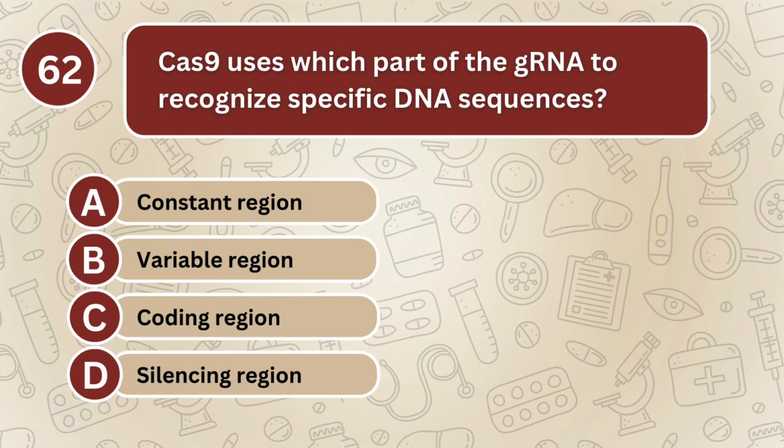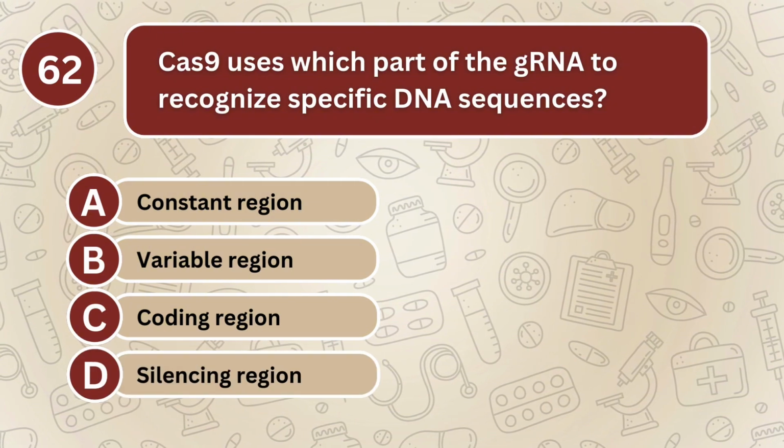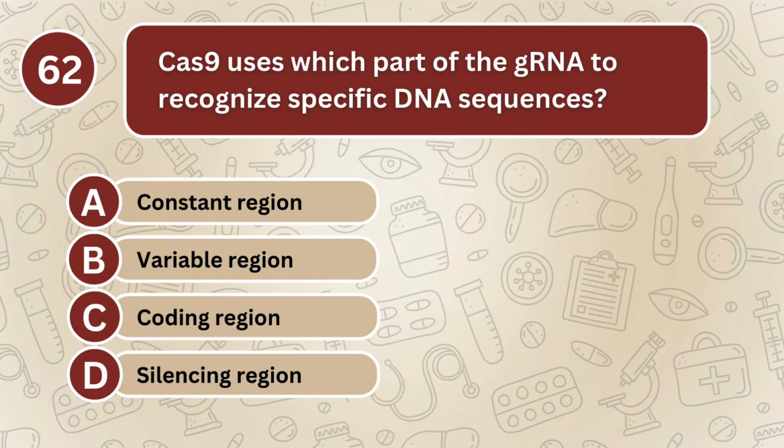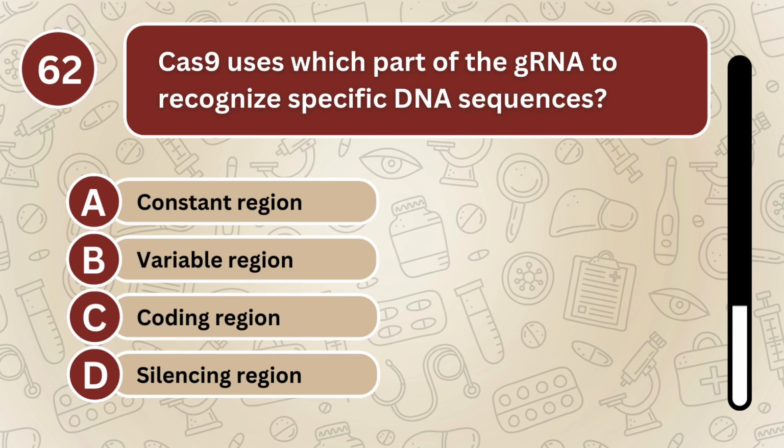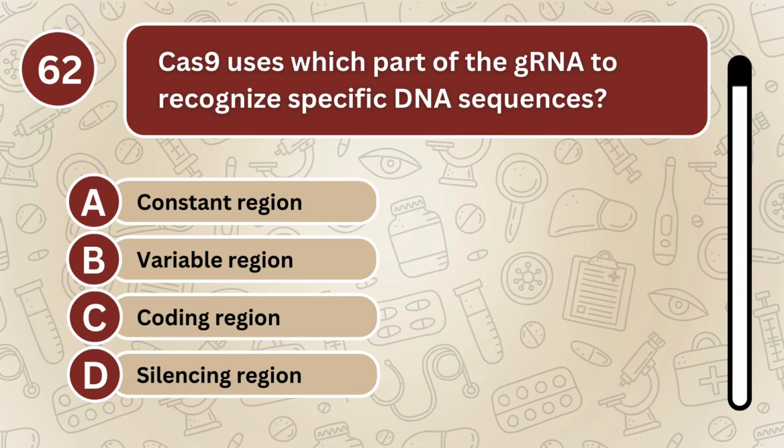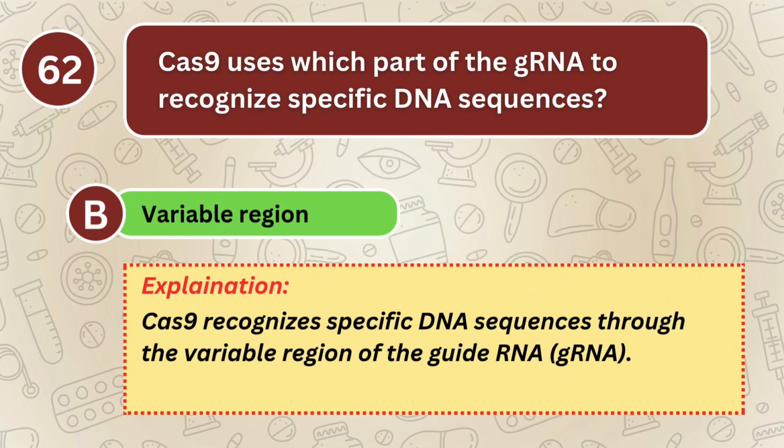Cas9 uses which part of the gRNA to recognize specific DNA sequences? A. Constant region, B. Variable region, C. Coding region, or D. Silencing region? Correct answer is B. Variable region.